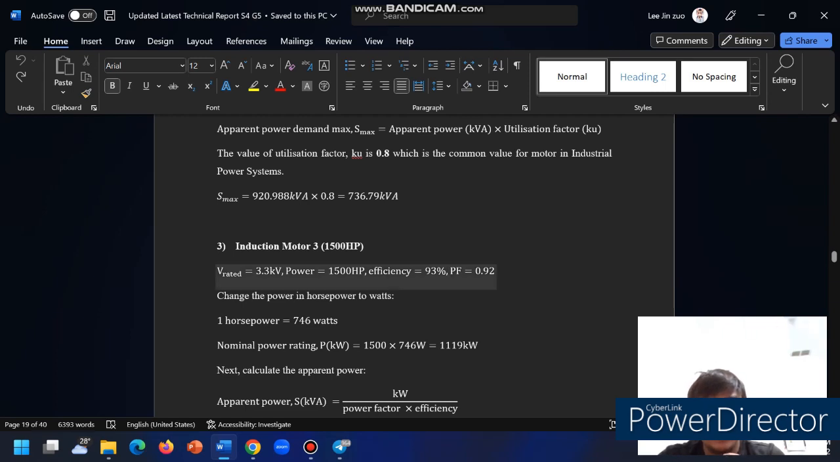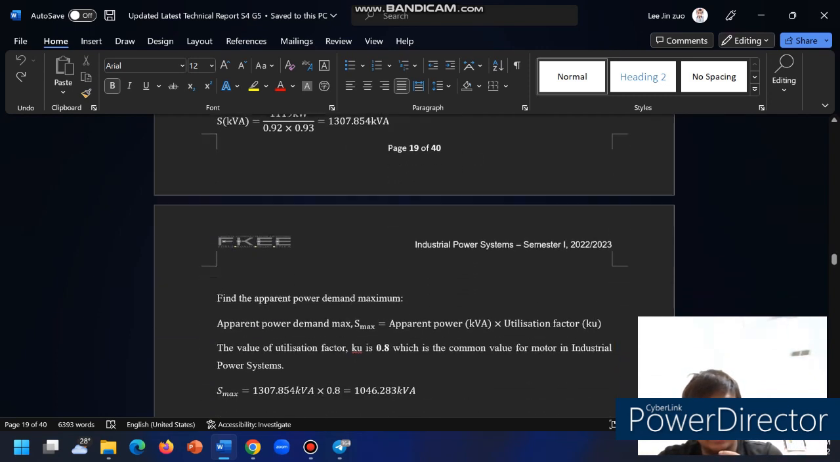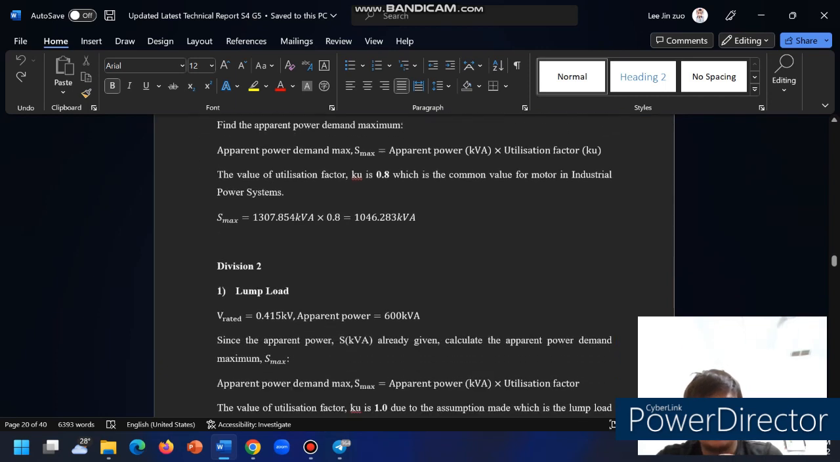1500 horsepower, and efficiency also is not the same, which is 93%, and the power factor is 0.92. And here is the apparent power, 1307.854 kVA, and the maximum is 1046.283.